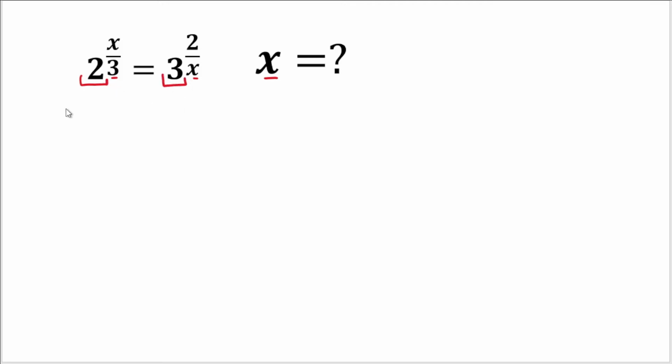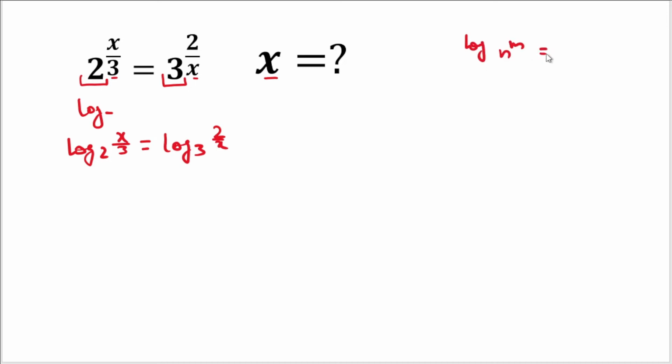So the best method for the solution of this type of problem is to take log on both sides. If we take log on the left hand side, we get log 2 to the power x divided by 3, equal to, on the right hand side, log 3 to the power 2 divided by x. And we know the formula of log m with base n.